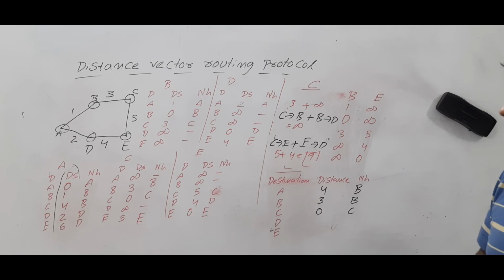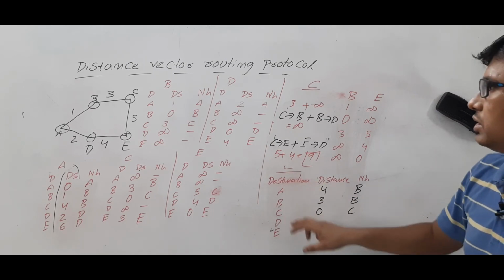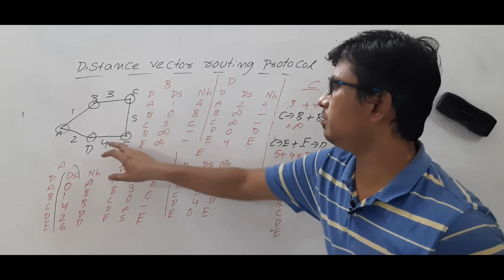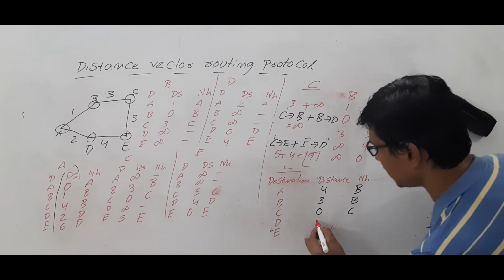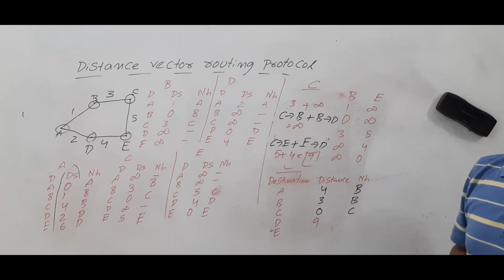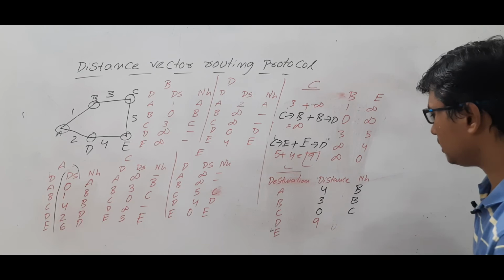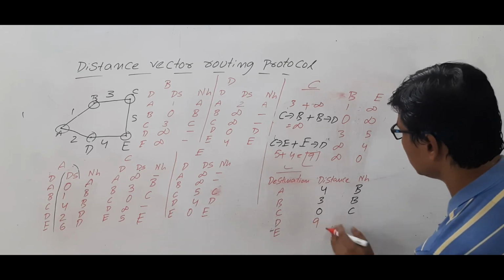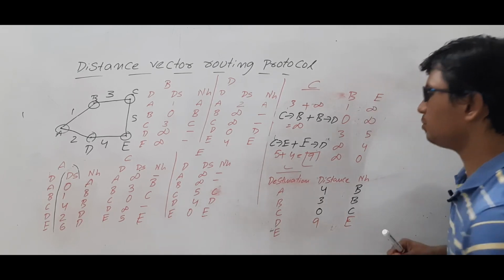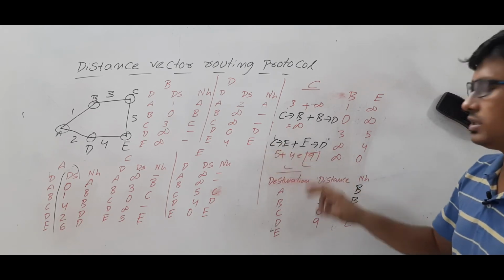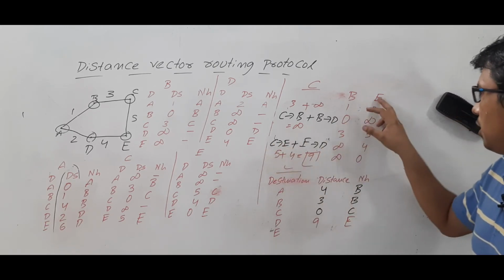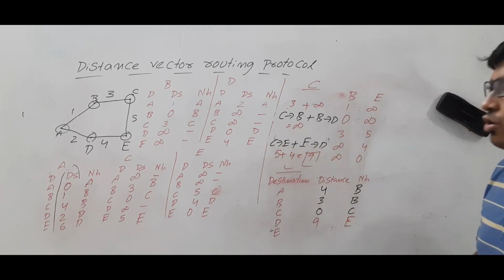Are you able to understand it or not? So C to D distance is 5 plus 4, which is 9, and the next hop is E. Because you got the C to D distance of 9 via E, the next hop is E.